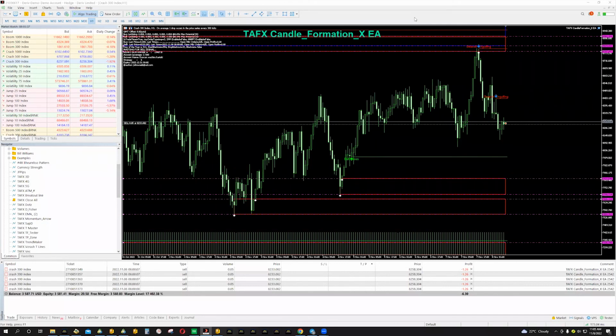So far, I do believe now you understand that our TFX candle formation is updated, not only candle formation, all EAs are updated, guys, and it's just one click and you are good to go.